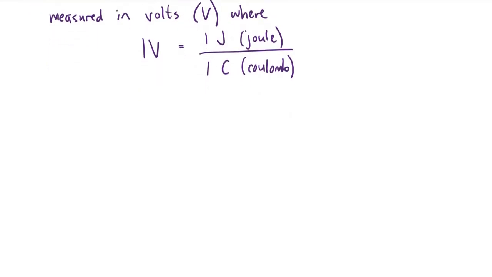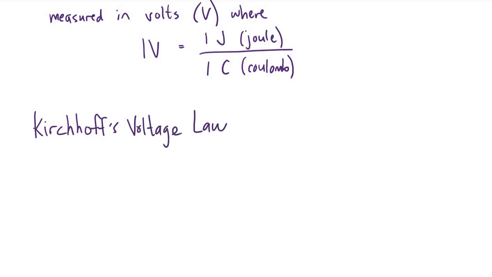And I'd like to now introduce Kirchhoff's voltage law. I always have to be careful. I spelled this wrong. 2 H's. Here we go. Kirchhoff's voltage law. And Kirchhoff's voltage law says that the net voltage around a closed circuit is 0.